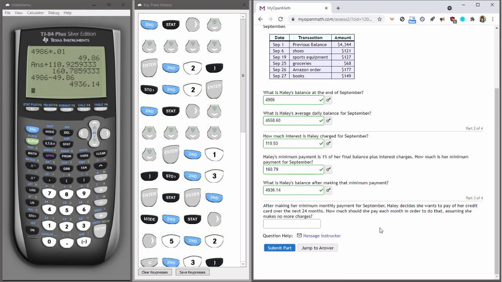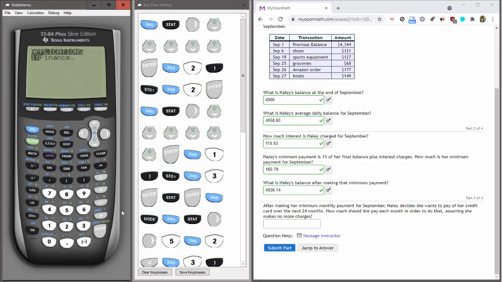Okay, so after she pays that $160, she says, I'm paying an awful lot of interest. She decides she wants to pay off the credit card fully over the next 24 months. And we want to know how much she's going to need to pay in order to do that, assuming she doesn't make any more charges. So the amount that she's paying off is this $49.36.14.